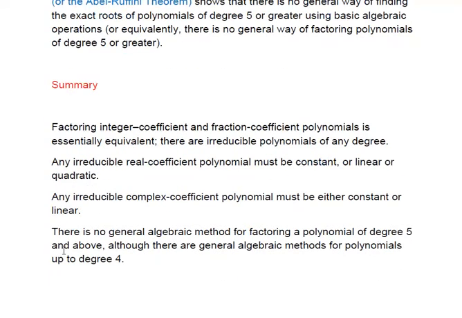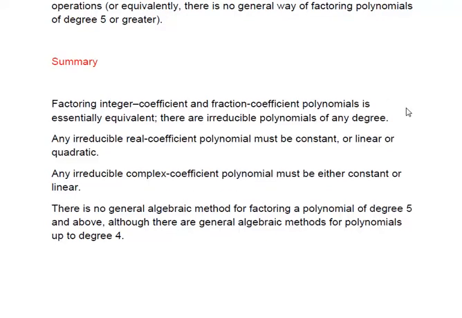To summarize, factoring integer coefficient and fraction coefficient polynomials is essentially equivalent. There are irreducible polynomials of any degree. Any irreducible real coefficient polynomial must be constant or linear or quadratic. Any irreducible complex coefficient polynomial must be either constant or linear. There is no general algebraic method for factoring a polynomial of degree 5 and above, although there are general algebraic methods for polynomials up to degree 4. And as you'll recall, we were factoring degree 4 polynomials. So that's a basic look at factoring polynomials.